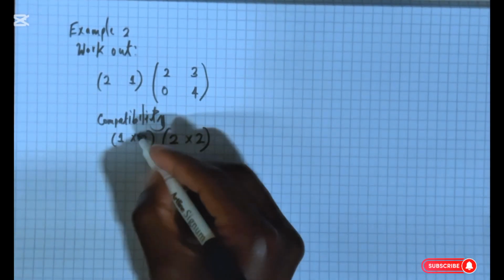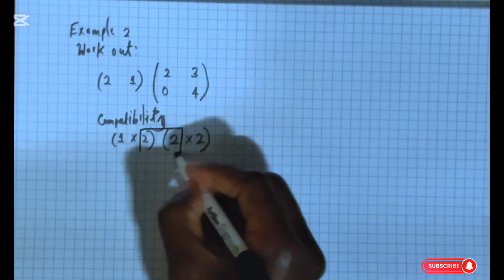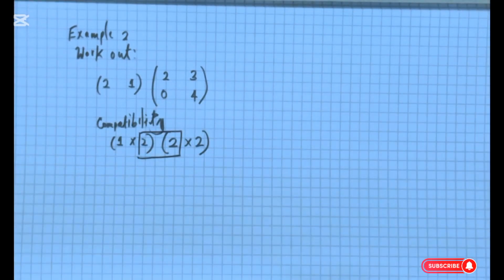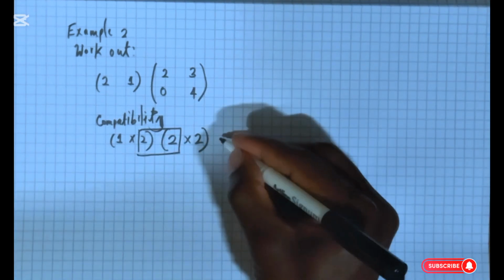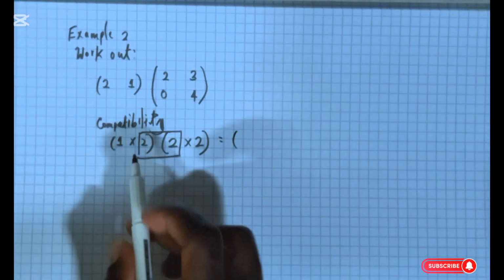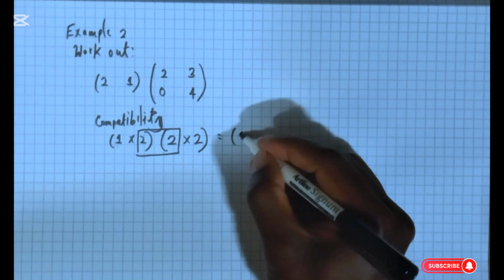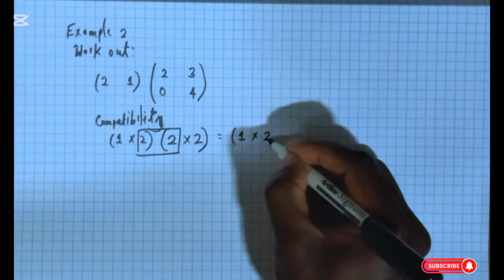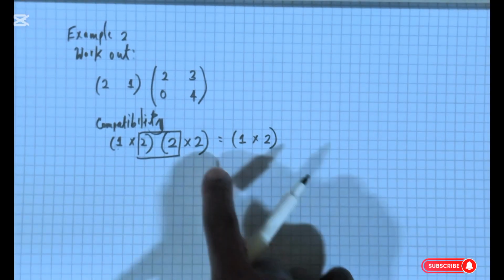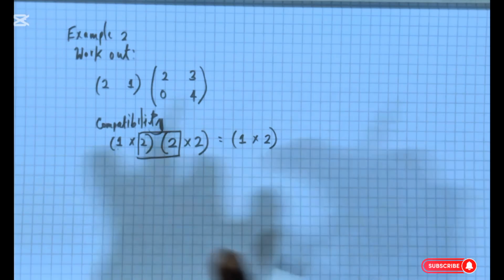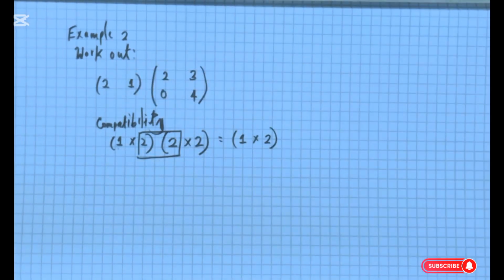Is it compatible? We check for these here. They're 2 and 2. That means that they are compatible. If they're similar, then they are compatible. Then, of course, we're expecting that our resultant matrix will be of order 1 by 2. That is to mean it's going to have just one row and two columns.